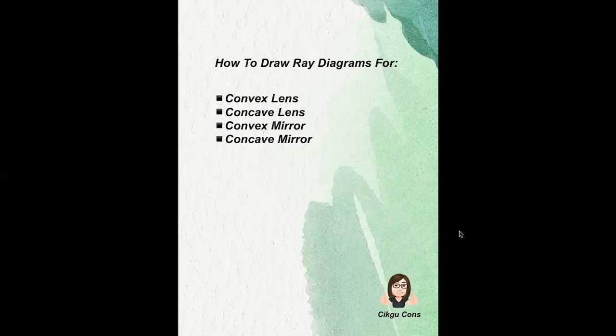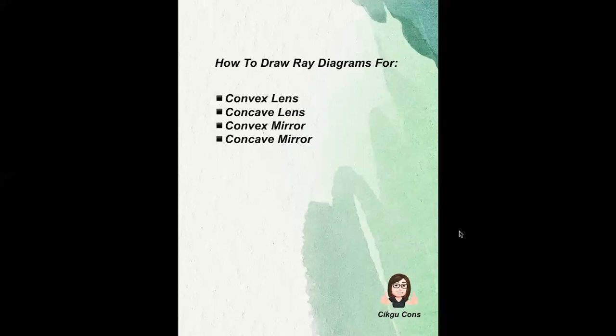But I should tell you that this topic, especially drawing the ray diagrams and identifying the characteristics of the image produced, will give a lot of marks during the exams. Drawing the ray diagrams usually contributes 3 marks, and identifying the characteristics of the image produced will also give you at least 1 mark up to 3 marks. So this is a very important topic for you.